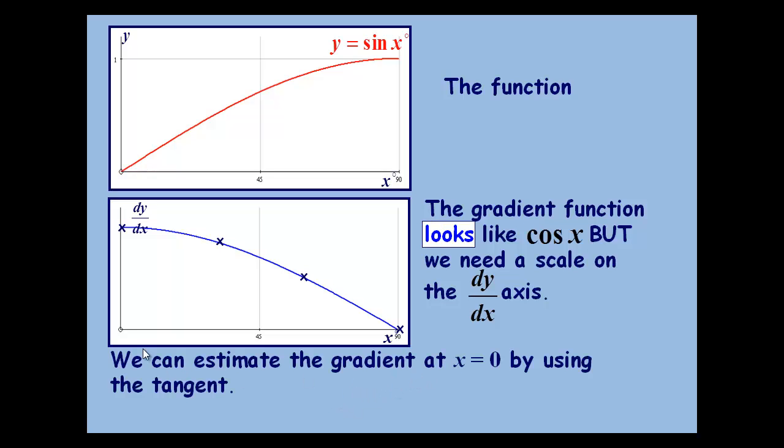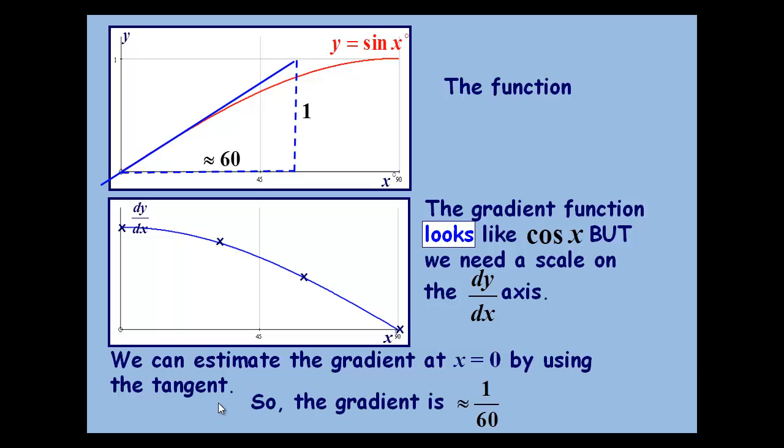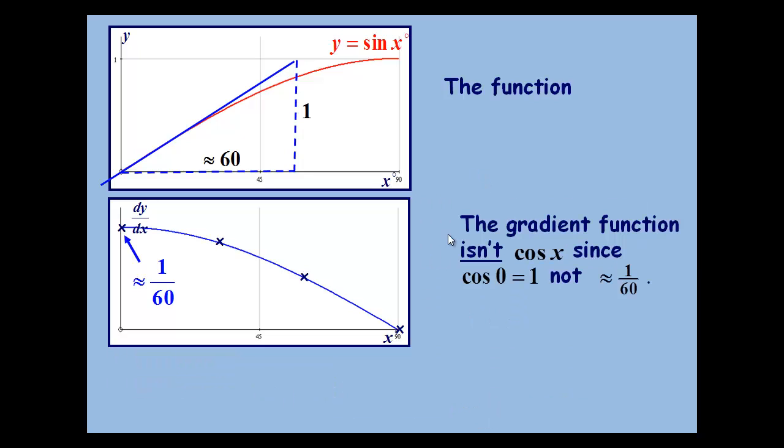So let's estimate what the gradient is at x equals 0, and we can do that by drawing the tangent till it reaches 1 on the y-axis, so it's gone up by 1 and it's gone across, as we can see there, about 60 degrees. So the gradient at the point where the angle is 0 is 1/60th. Cos 0, as we know, is 1, so we can clearly see that 1/60th doesn't work, or does it? Can you think of a reason why maybe it might work?